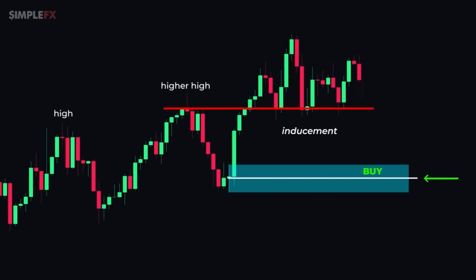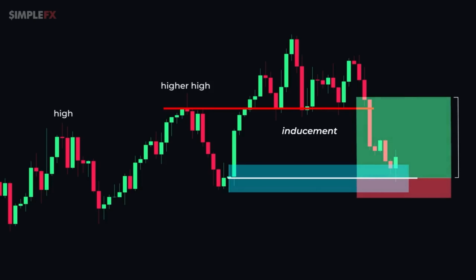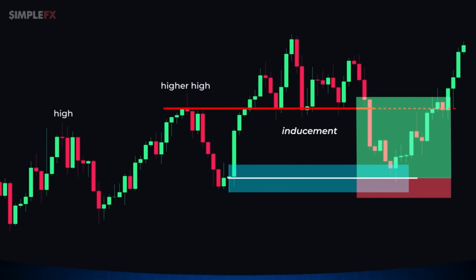As you can see, the price moved downward, broke the inducement level, and triggered our buy order at the order block. After the order is triggered, we place a stop loss just below the order block and set our take profit at 2 to 3 times the size of the stop loss. You could also target the inducement zone as your take profit, as you can see. This trade turned out to be profitable.